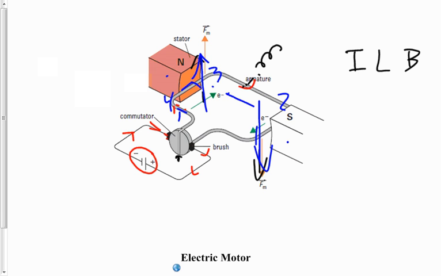Okay. Bottom line is, how do you make this thing go faster? Increase the magnetic force. How do you increase the magnetic force? Increase I, increase L, increase B. Got it? Now, how would you increase the length of the wire?